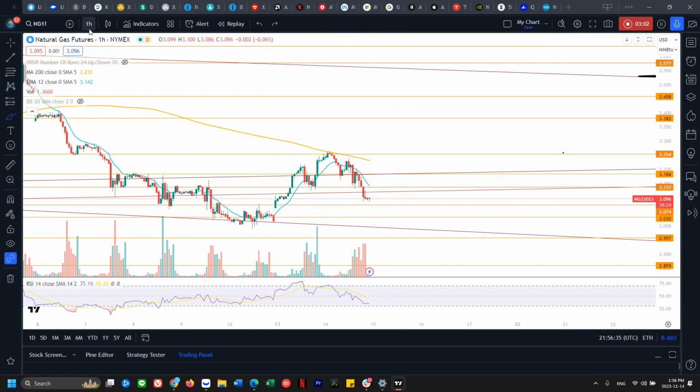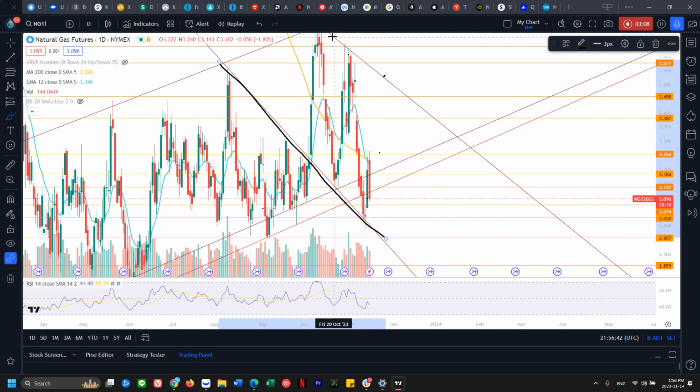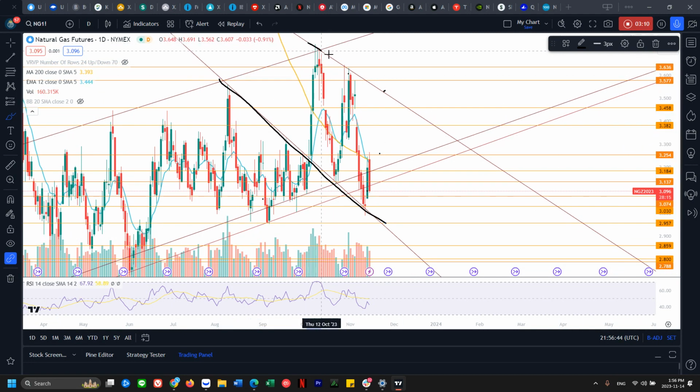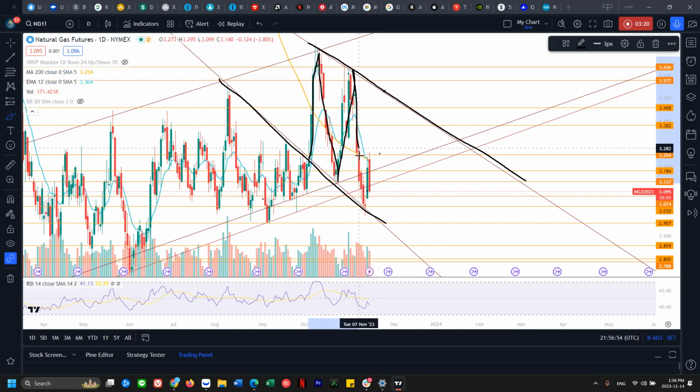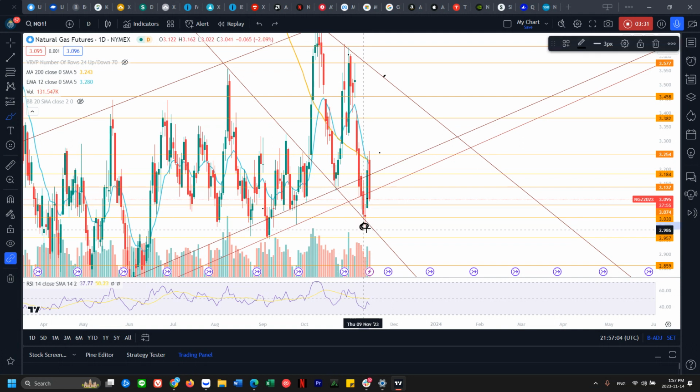If not, we're going to be looking back down at the big picture support, which is this support, and this is the resistance. So this is the big picture where natural gas is currently trading. You can see we bounce, hit resistance, came back down, bounce, hit the resistance, bounce, came back down, bounce. So if we do come back down again, we'll have to see if it bounces off of there again. That's only if we break Friday's low.